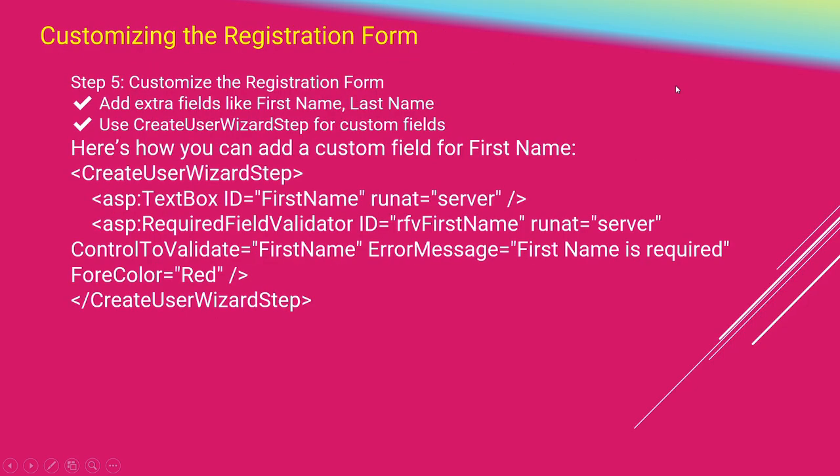You can customize the registration form to include additional fields like first name or phone number. To do this, you need to add a CreateUserWizard step and include the custom control inside it. This adds a first name field to the registration form along with a required field validator, as shown in the given example.